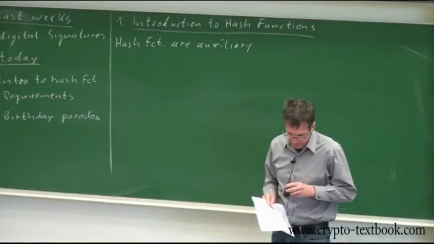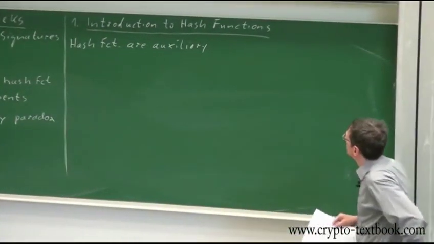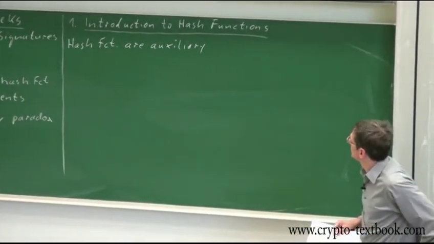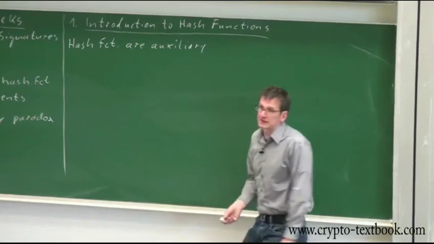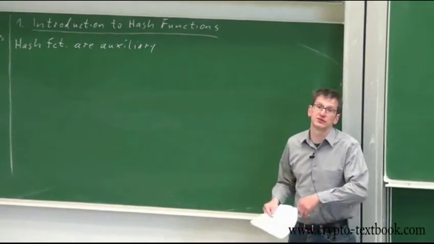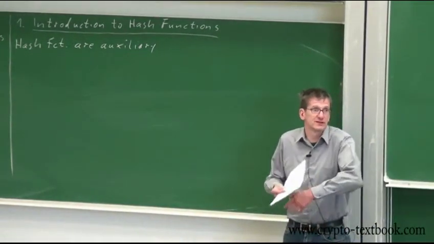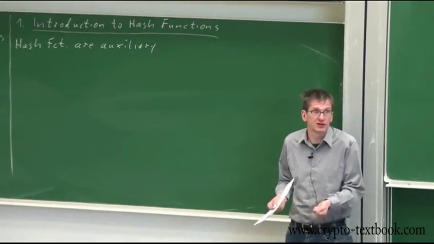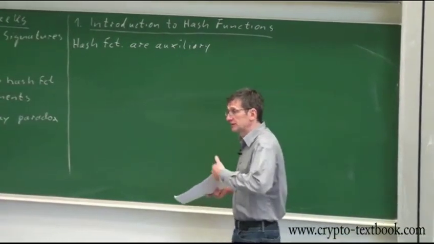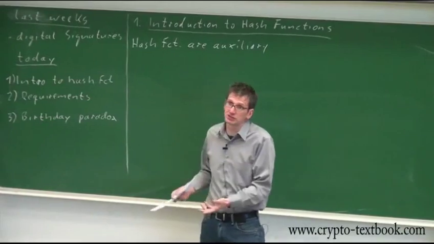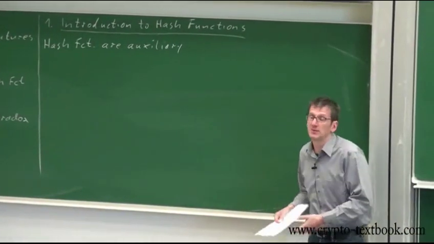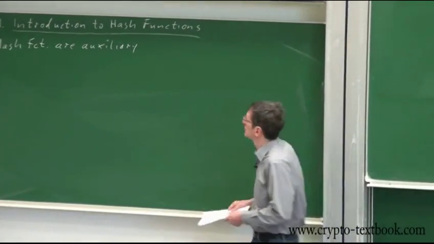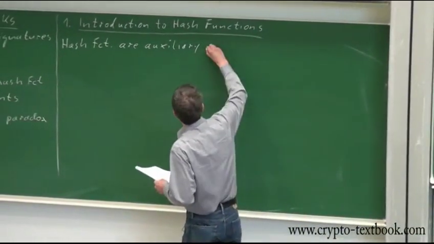Okay, so let's jump into hash functions, and first the definition of hash functions. Hash functions are auxiliary functions, which translates into Hilfsfunktion. You know, it's not like a block cipher, something used for encryption. So you always use hash functions in conjunction, typically together with some other cryptographic mechanism, but it's a super important one. Okay, hash functions are auxiliary functions.